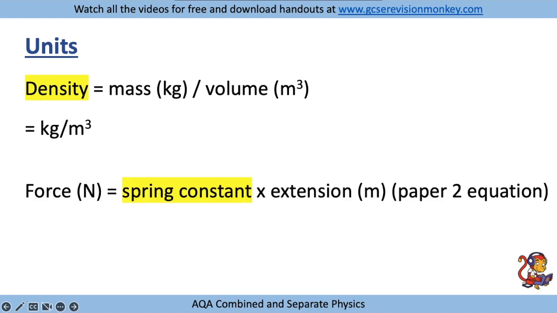In the same way, you can work out the units for spring constant. Now, you can actually use the paper 2 equation to work out the units for spring constant, because that will be on the same data sheet.